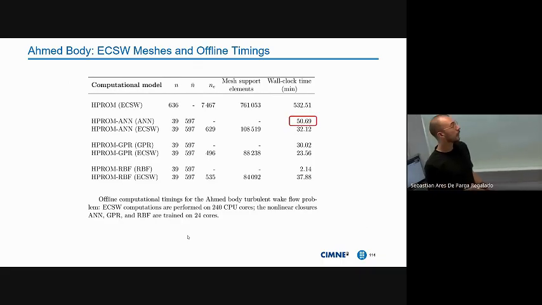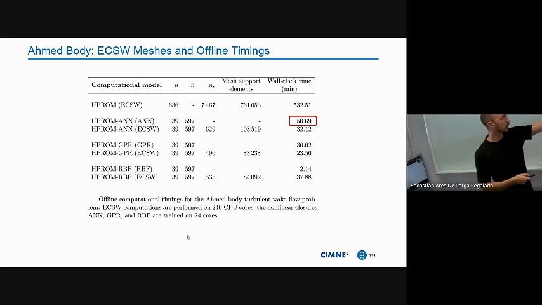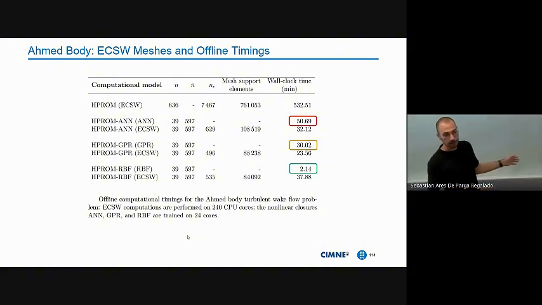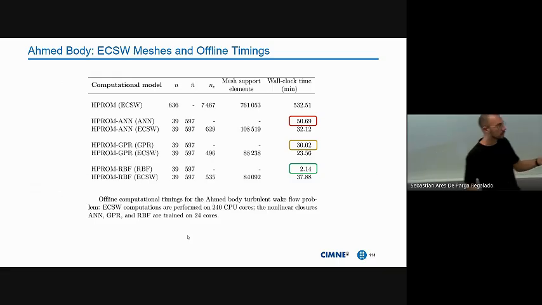So let us go ahead and talk a little bit about the time that it takes to train these methods. The ANN takes 50 minutes, which is a lot, but it doesn't matter because it's offline. For the GPR, it takes now 30 minutes. I just wanted to show you that this is case dependent. But for the RBF, even though it seems like the simpler one, a brute force, we still get very good results, and it only trains in 2 minutes.